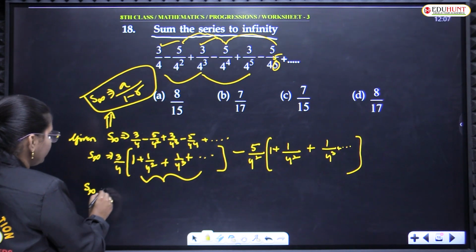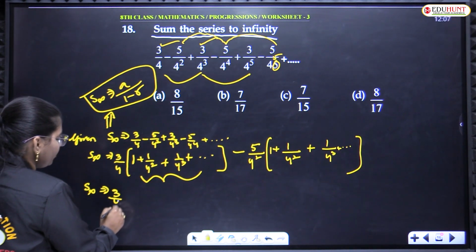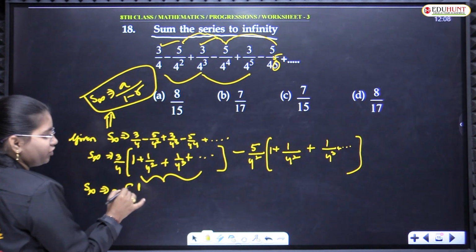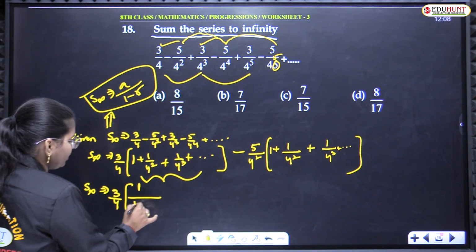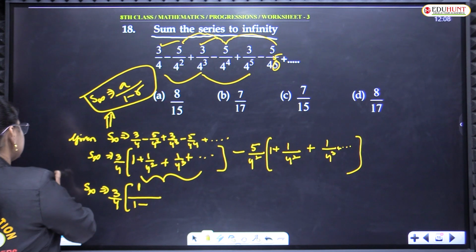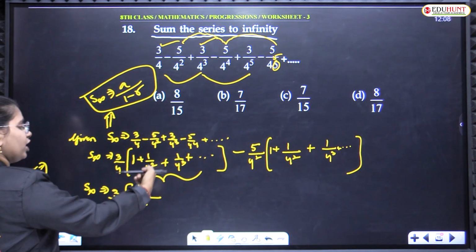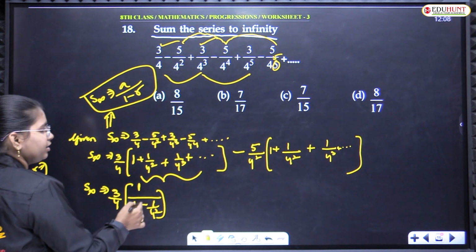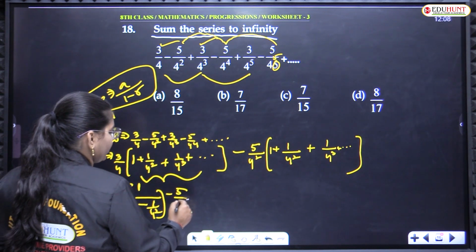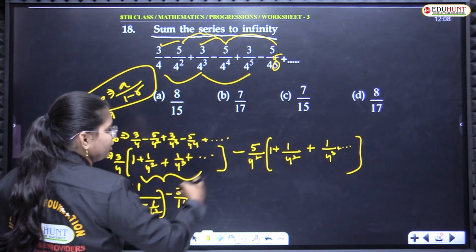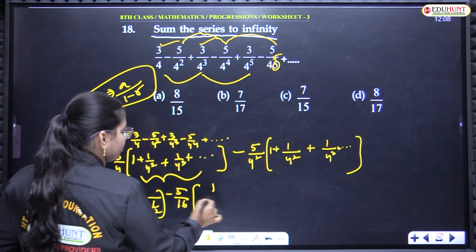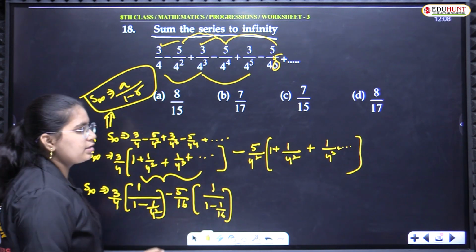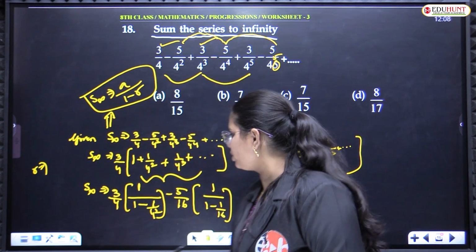So, S infinite is equal to 3 by 4 into, what is a? a is the first term, 1 by 1 minus, what is r? r is nothing but T2 by T1. 1 by 4 square by 1 is again the same, 1 by 4 square only, right? Similarly, minus 5 by 16 into, this is also the same, 1 by 1 minus r, 1 by 1 minus 1 by 16. Let's calculate these both values individually, okay?